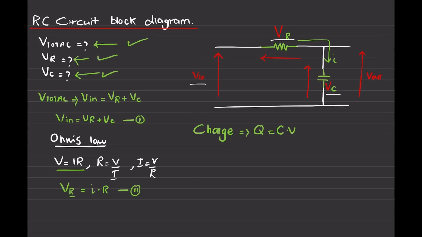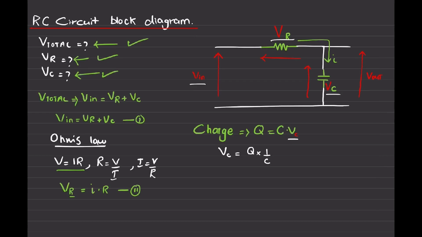Alright, one more thing: because here V is representing the voltage across the capacitor, for our ease we can say these are the voltages of the capacitor. So if we want to find the voltage across the capacitor, let's make VC our subject and write it as Q times 1 over C.